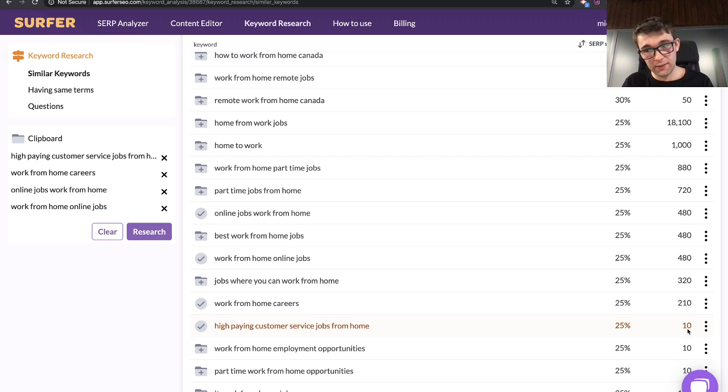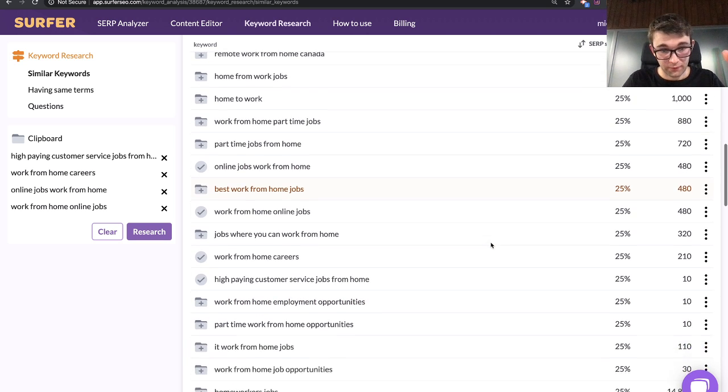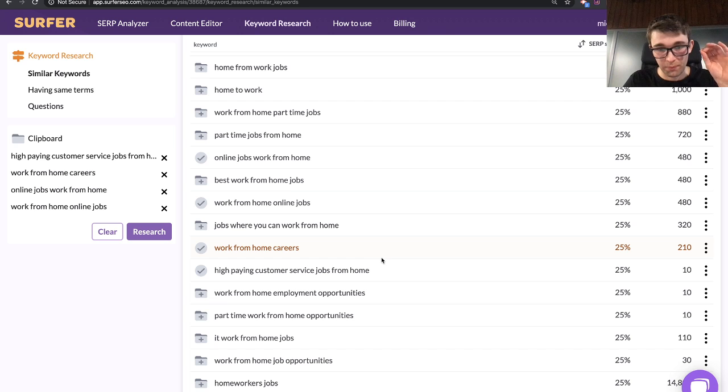And even if it's really small search volume, stacking many of those keywords will eventually build a lot of traffic, a lot of buying traffic, because those guys already know what they are looking for. So you can just click here and create another SERP analyzer.